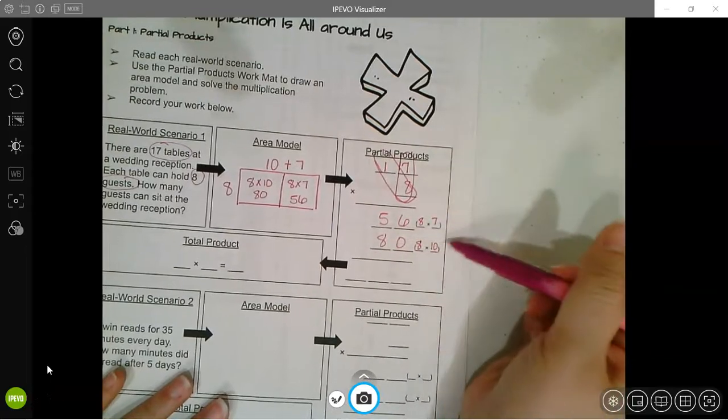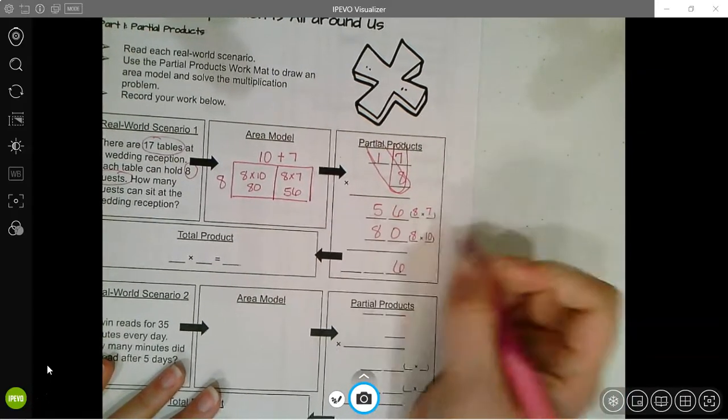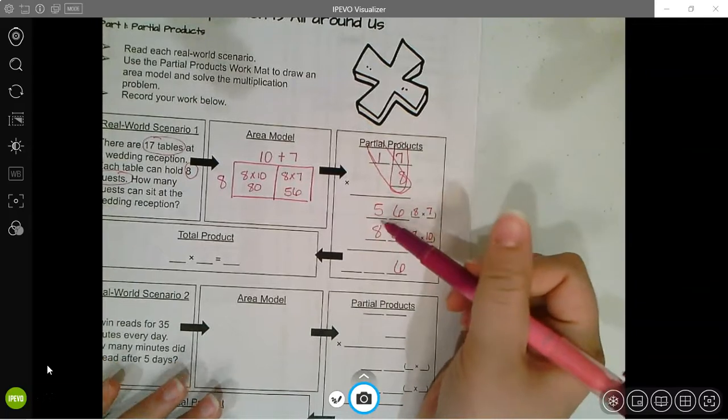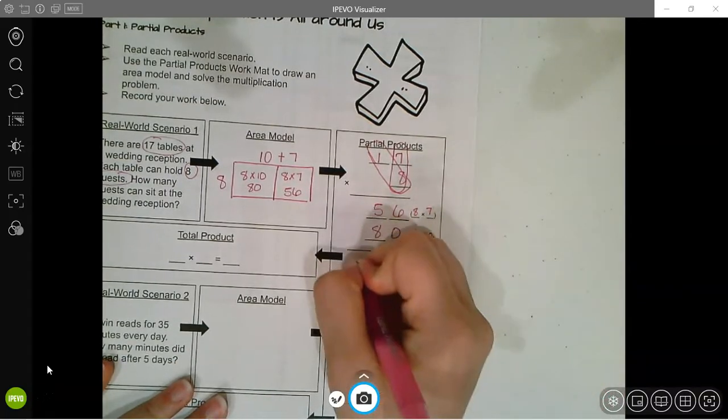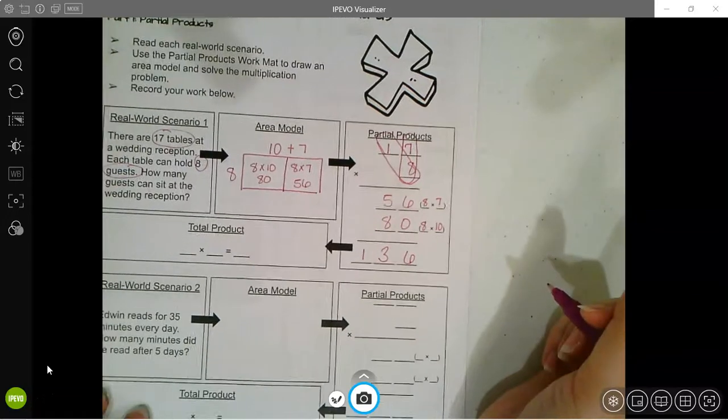So now I'm going to add this together. 6 plus 0 is 6. 5 plus 8 is 13. So 136.